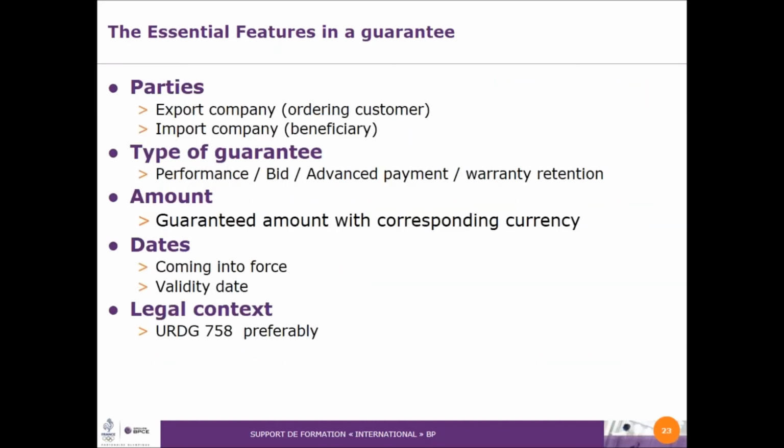So I'm going to end this presentation with the essential features of a guarantee. First of all, there are 5 points that must appear on each guarantee. First, the parties. Name explicitly the export company and the import company, which can be referred to as the ordering customer and the beneficiary. Specify the type of guarantee, whether it's a performance, bid, advance payment, or warranty retention guarantee.